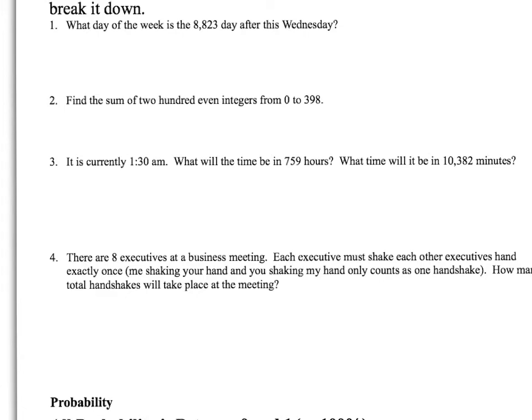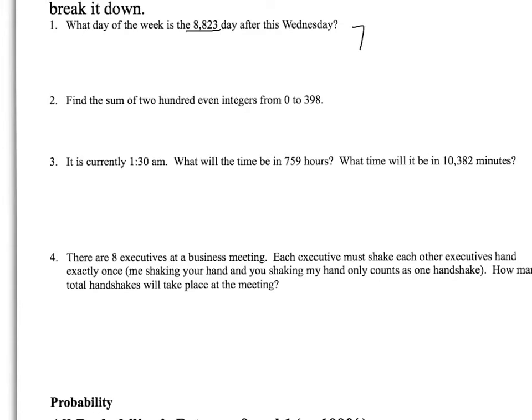So these are multiples of 7. So every 7 days, we know it's going to be Wednesday again. So if we divide this number 8,823 by 7, the remainder is going to be the number of additional days from Wednesday, so we can count it that way. So the quotient is going to be the actual number of weeks, and the remainder is the additional days. So let's do this really quickly. I'm going to do it out here.